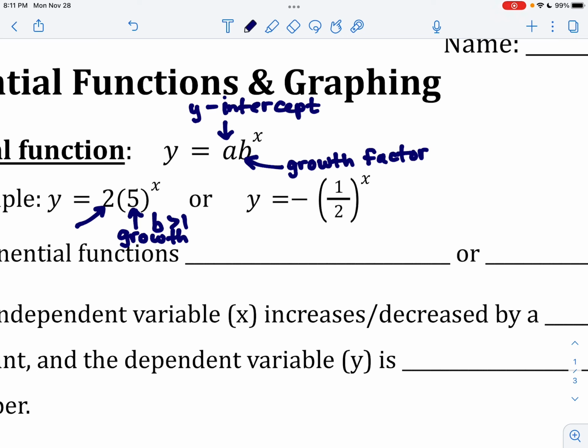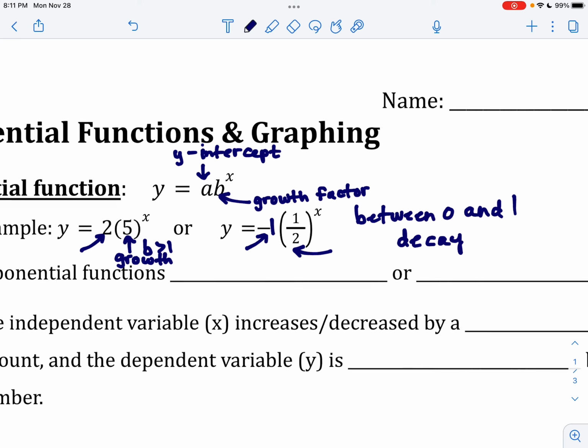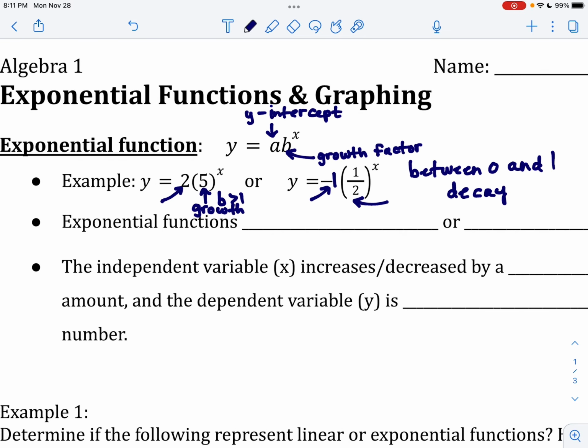On this one, the y-intercept is negative. Since there's no number in front of it, we can assume that it's 1. So the y-intercept is going to be a -1. So when it crosses the y-axis, it's going to cross at -1. The growth factor is a half. So that is between 0 and 1. Anything between 0 and 1 is exponential decay. So if it's a fraction, it's decay. If it's greater than 1, it's growth. So if you can remember those two things, you're in good shape so far.